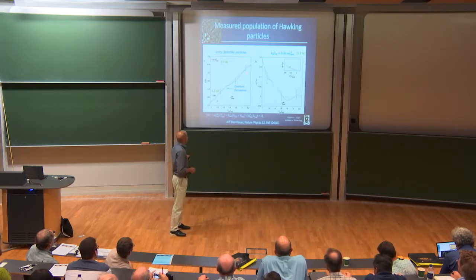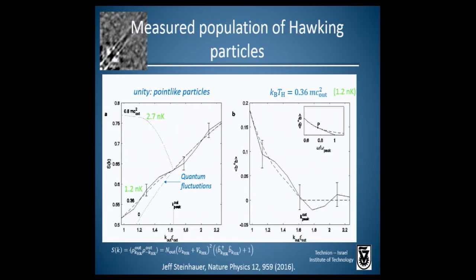And so here, this zero curve is the pure quantum fluctuations. And the difference between the measurement and the zero curve gives the population. So here's the population which is extracted. And it fits well with this Planck distribution indicated by the dashed curve. And the extracted temperature is 0.36 mc squared, where c is the speed of sound, or 1.2 nanokelvin. So that's our measured Hawking temperature.